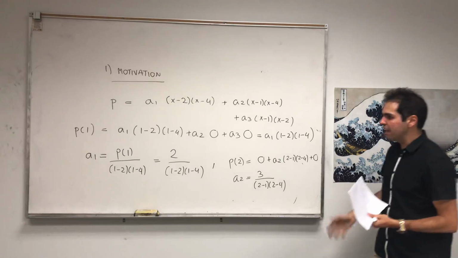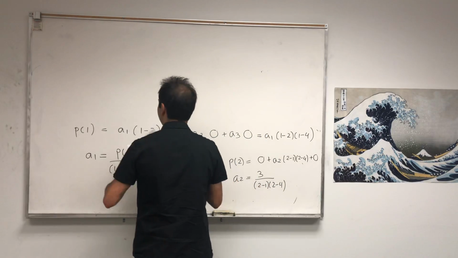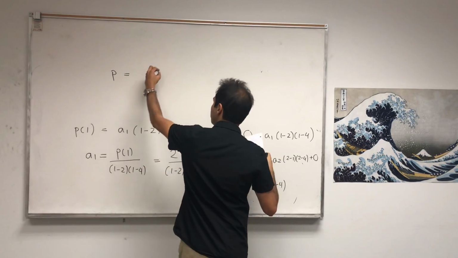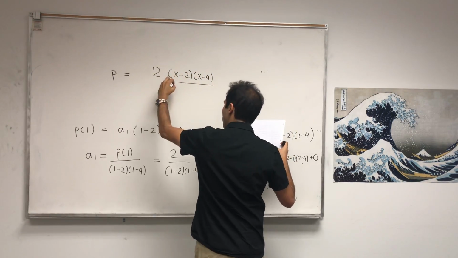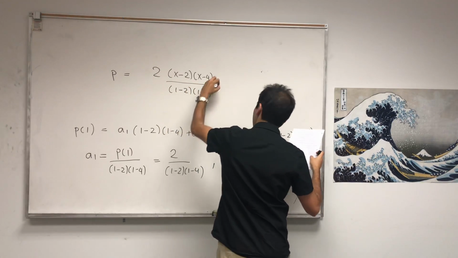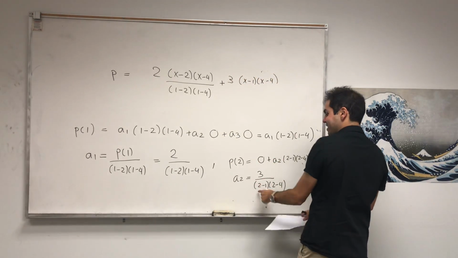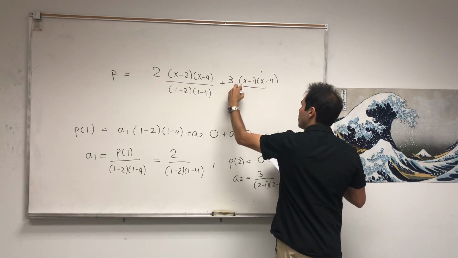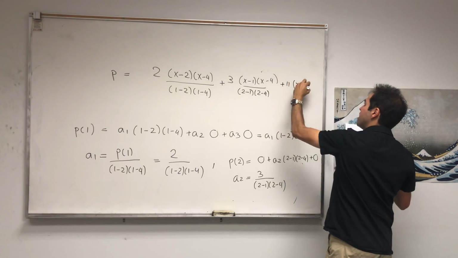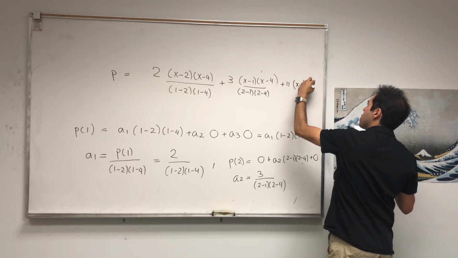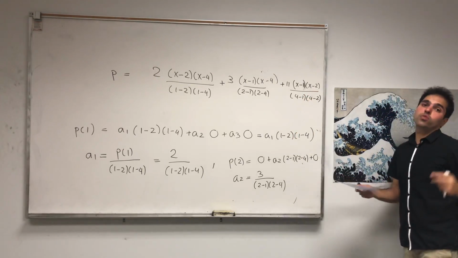So in the end, what you get is our Lagrange interpolation formula, which is, again, I want to remind you, P equals this term, so really 2 times (x minus 2)(x minus 4) over (1 minus 2)(1 minus 4), plus 3 times, again you ignore the second root, (x minus 1)(x minus 4) over (2 minus 1)(2 minus 4), and the last term plus 11 times (x minus 1)(x minus 2) over (4 minus 1)(4 minus 2). So this is where the coefficients come from.